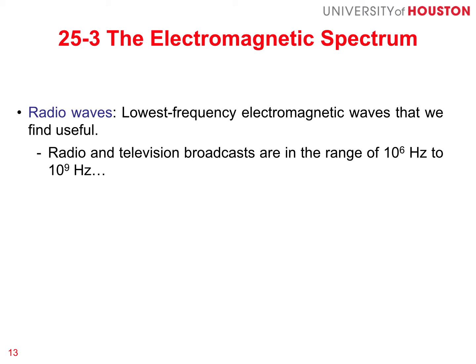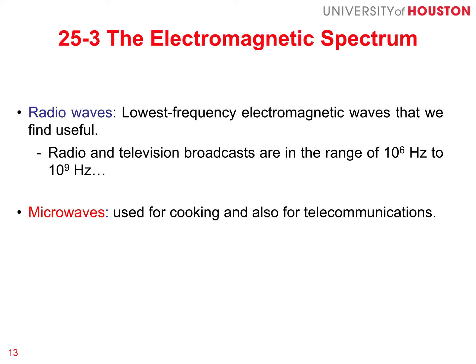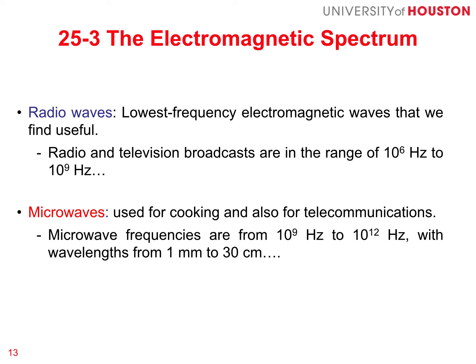Microwaves have a higher frequency than radio waves. We use these for cooking and telecommunications and things like Wi-Fi. These have a frequency range from 10 to the 9 to 10 to the 12 Hertz and have wavelengths of 1 millimeter to 30 centimeters.